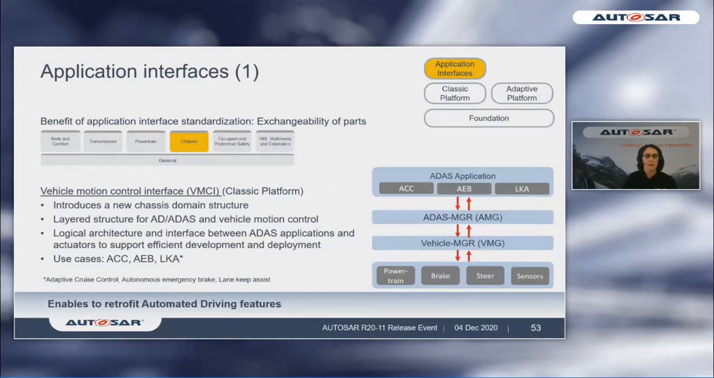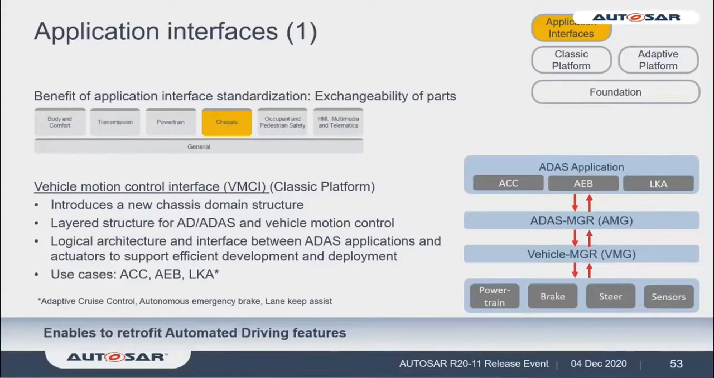This introduces a new layered structure which separates between ADAS applications like adaptive cruise control or autonomous emergency brake over manager components, so ADAS manager, vehicle manager, down to sensor and actuator interfaces. We're standardizing here the logical architecture and the interfaces between these components. And this enables you to retrofit automated driving interfaces. This is actually aligned with JASPAR, the Japan Automotive Software Platform and Architecture Initiative. Next slide, please.